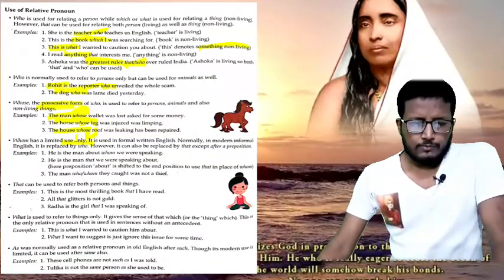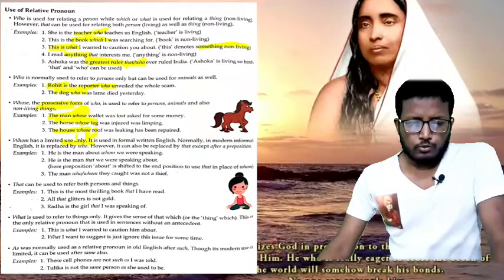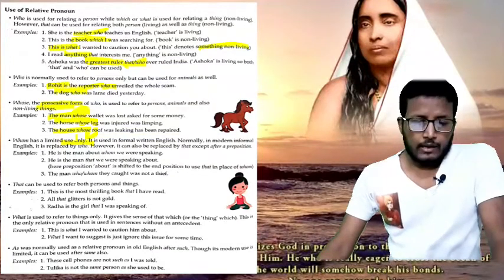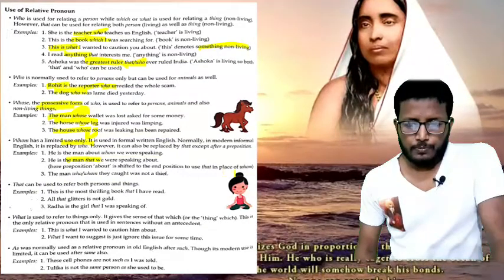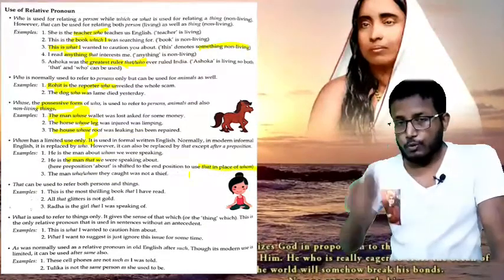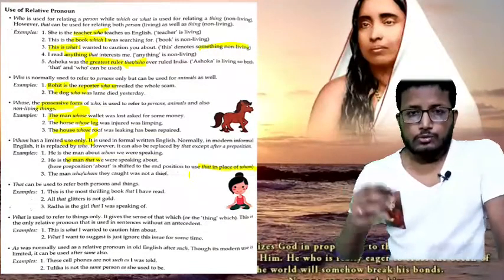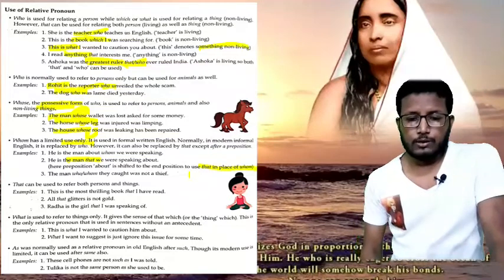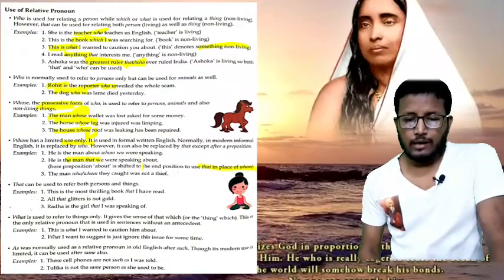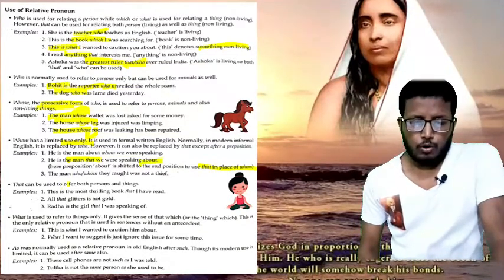The examples are: He is the man about whom we are speaking. He is the man that we are speaking about. Here you can see the man that. Here the preposition about is shifted to the end position to use that in place of whom. If you want to use the relative pronoun that in case of whom, then we will have to replace the word about at the last. The man who or whom they caught was not a thief.